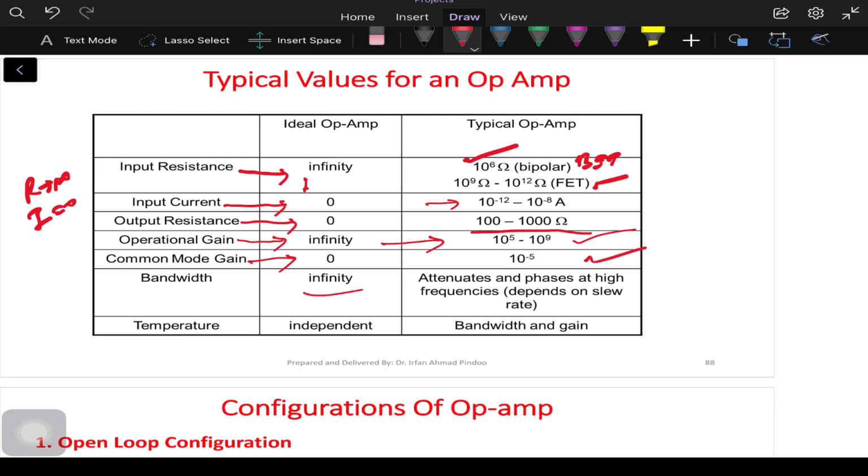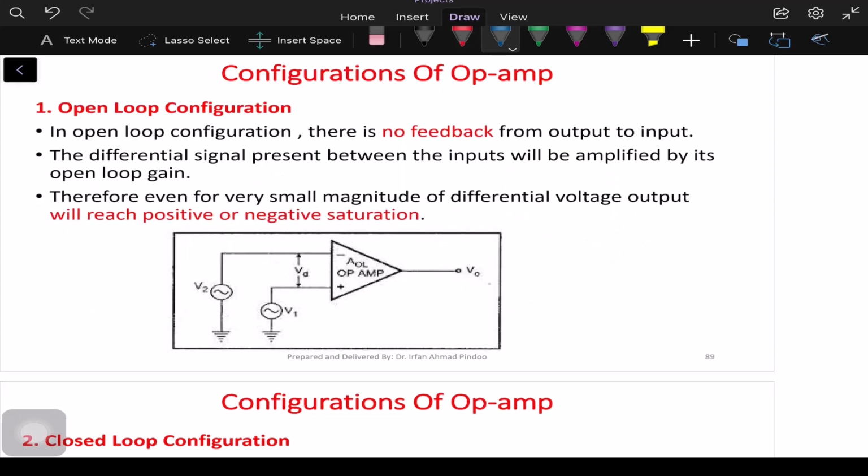Bandwidth is infinity, which means ideally any type of frequency will work, but practically it will attenuate and shift phase at high frequencies. When frequency becomes very high, there might be an attenuation of the signal. Now coming to the configurations of an op-amp.